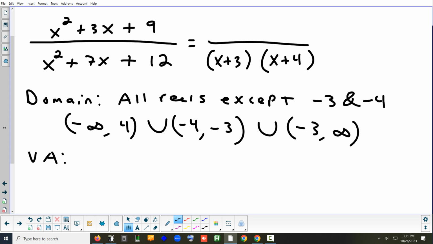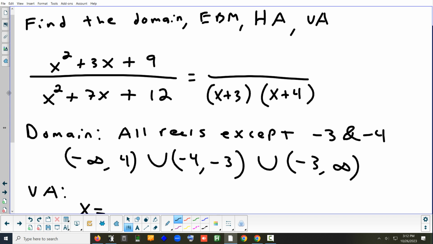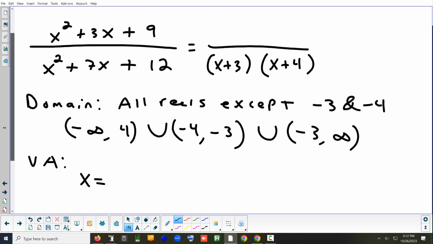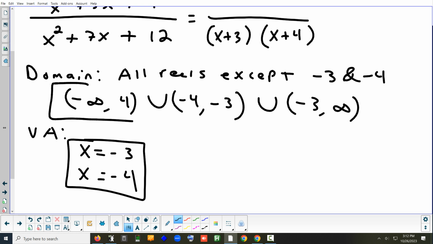When you write an asymptote, you always have to write it as an equation. Vertical always starts with what letter? X. Yep. So x equals. How do you find the vertical asymptotes? Is it what makes the denominator 0? Yeah, it's what makes the denominator 0. It's basically the values that are not in the domain. So what are your vertical asymptotes? Negative 3 and negative 4. Yep. So we got those. And there's our domain.